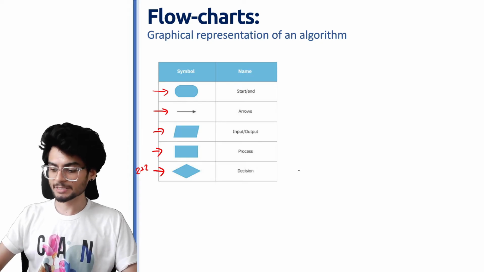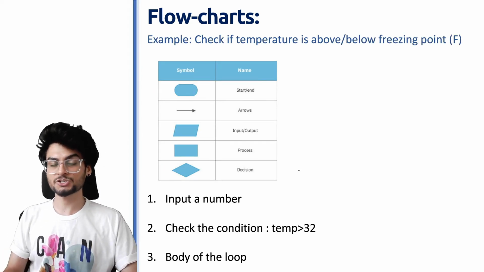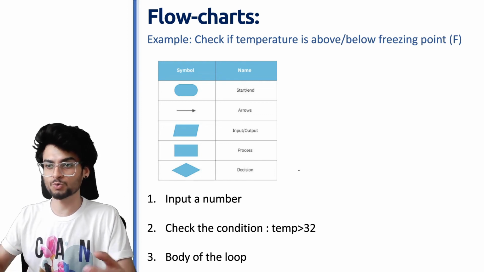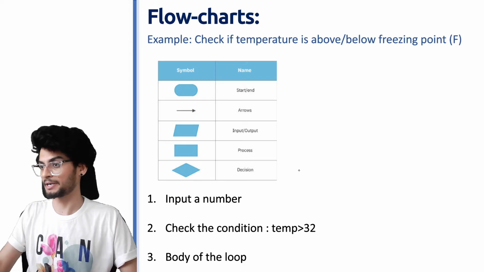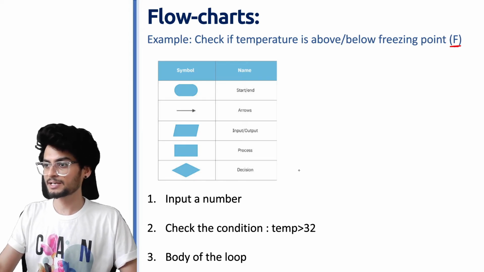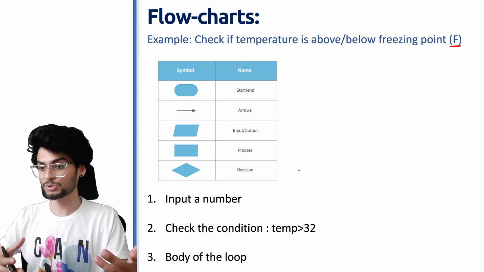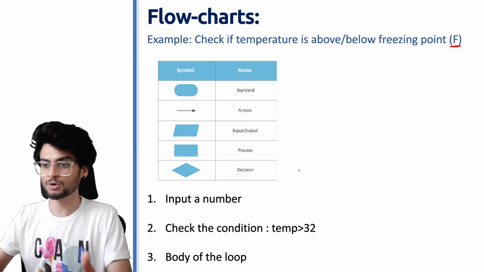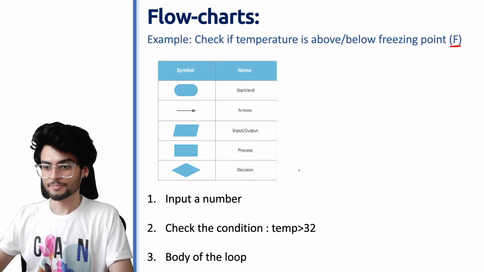How do you use these symbols is like this. So let's say I want to check if the temperature of a room or maybe something is above or below freezing point. Now this is Fahrenheit. ठीक है, so हम लोग कैसे यूज कर सकते हैं इसको? We will take an input. जो टेम्परेचर का इनपुट होगा, हो सकता है वो 32 हो सकता है 100 हो सकता है 1 हो.